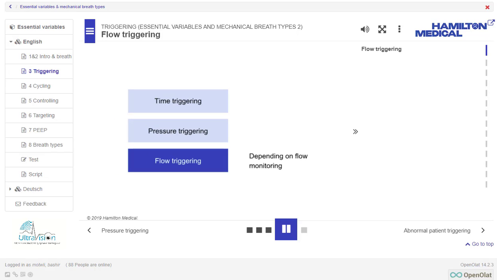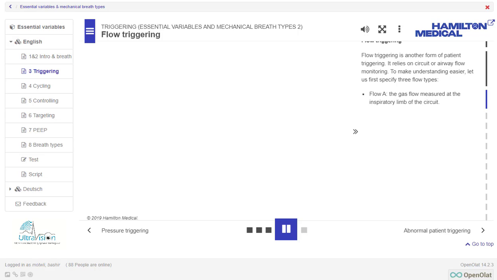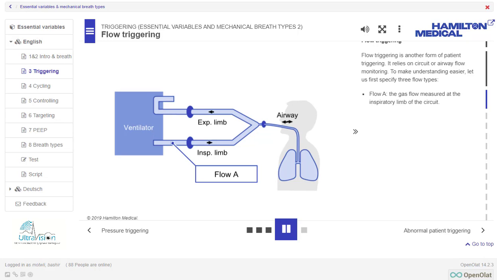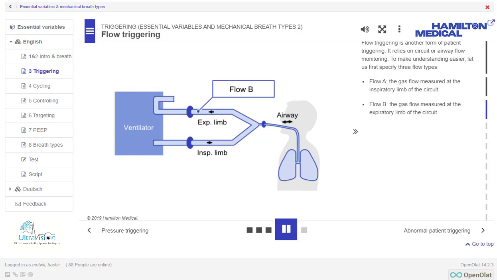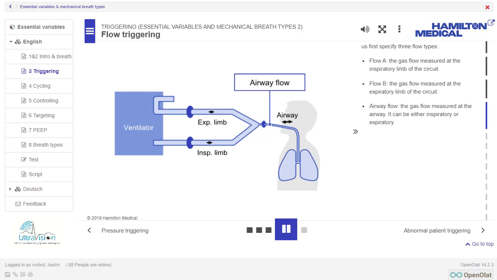Flow triggering. Flow triggering is another form of patient triggering. It relies on circuit or airway flow monitoring. To make understanding easier, let us first specify 3 flow types. Flow A, the gas flow measured at the inspiratory limb of the circuit. Flow B, the gas flow measured at the expiratory limb of the circuit. Airway flow, the gas flow measured at the airway. It can be either inspiratory or expiratory.